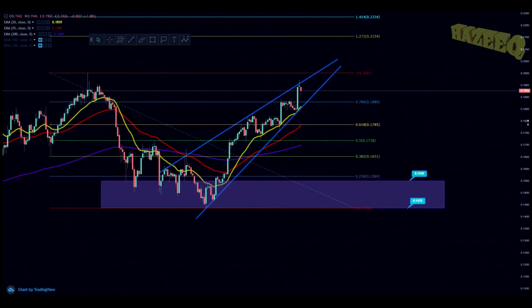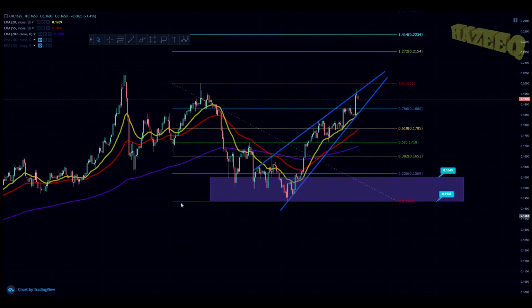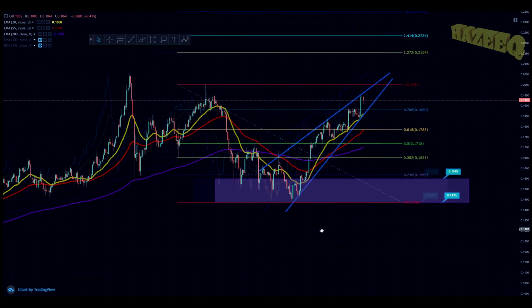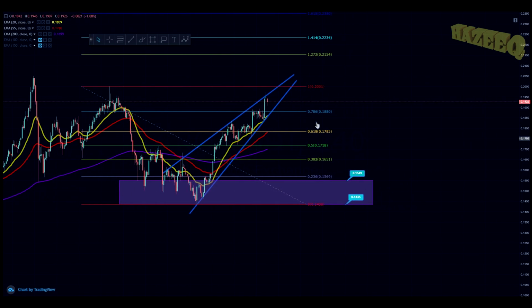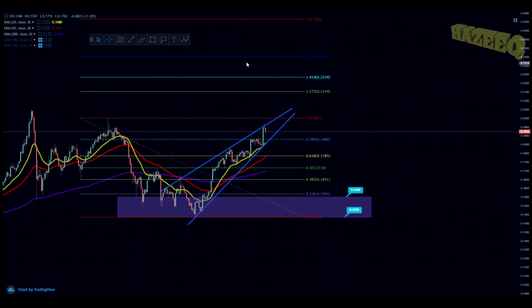So overall, looking very good. Just accumulate, guys. Stake your crypto.com tokens, and wait for the peaks. Make sure to take profits when you can.